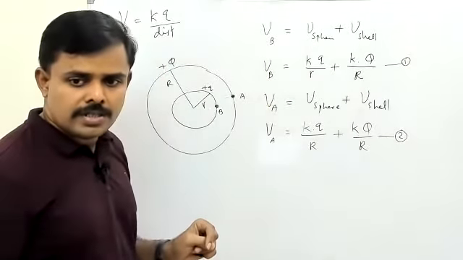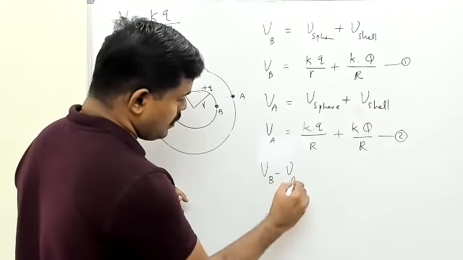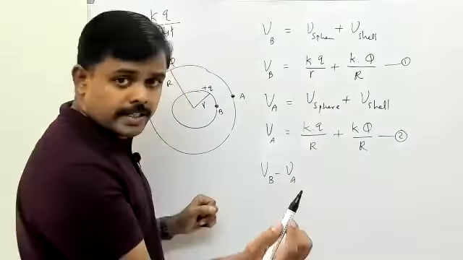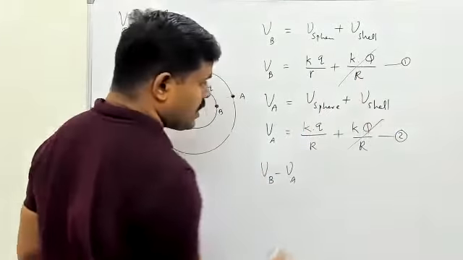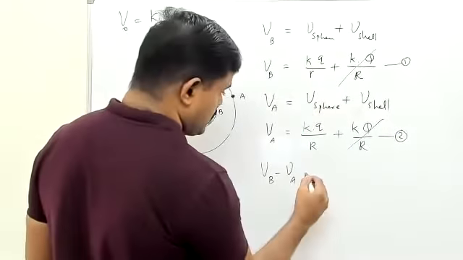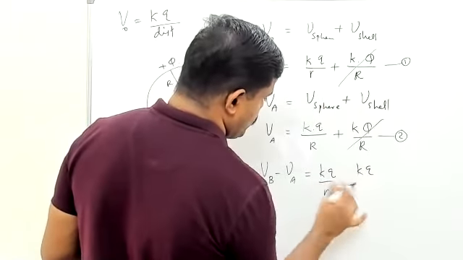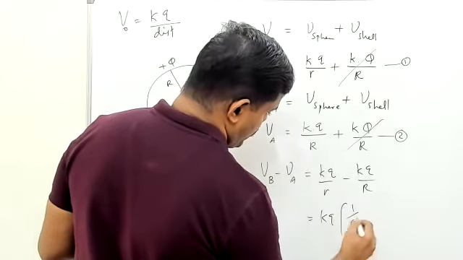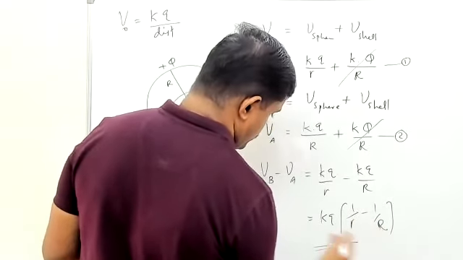These are the potentials. Now I can take VB minus VA. What do we get? They are asking you to find the potential difference. When you take the difference, KQ by R gets cancelled. So I take KQ by small letter r minus KQ divided by capital letter R. So if I take KQ common, 1 by r minus 1 by capital letter R. That will be the potential difference.